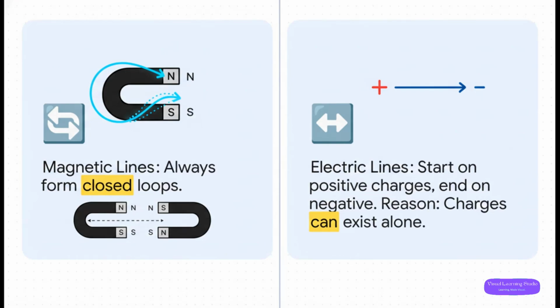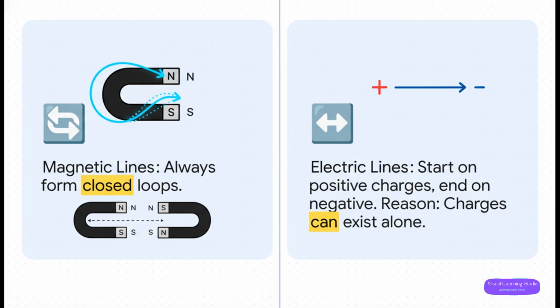You know what's really interesting? This whole closed loop thing for magnets points to a really deep truth about how our universe works. Electric field lines are different. They can start on a positive charge and just end on a negative one. But magnetic lines have to loop back on themselves. Why?